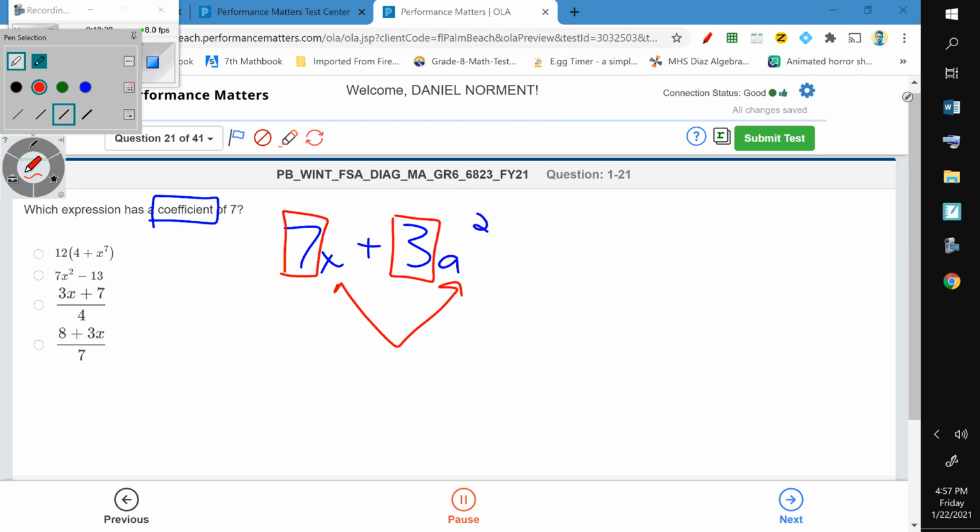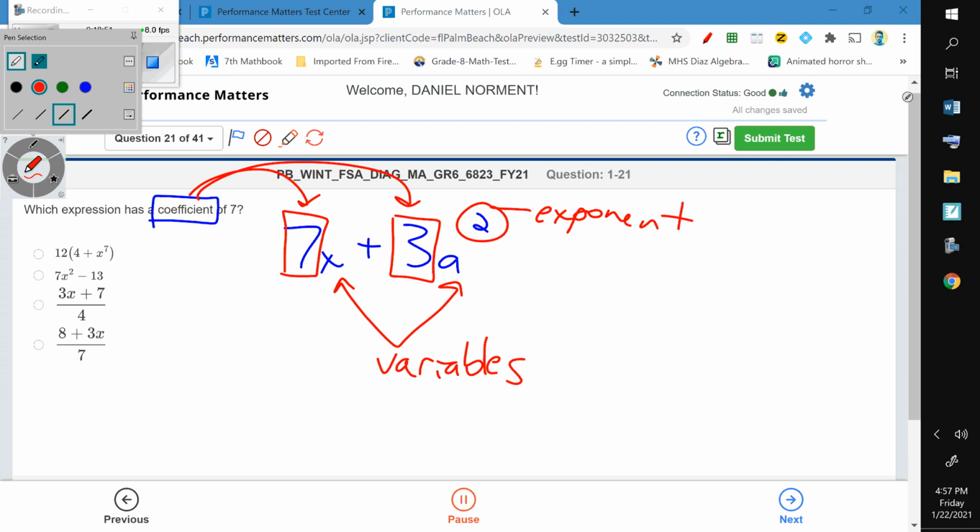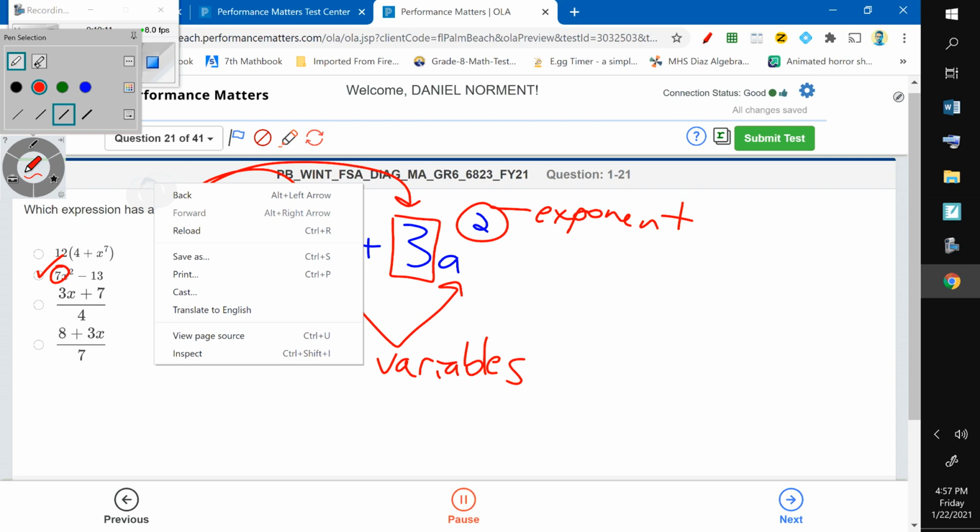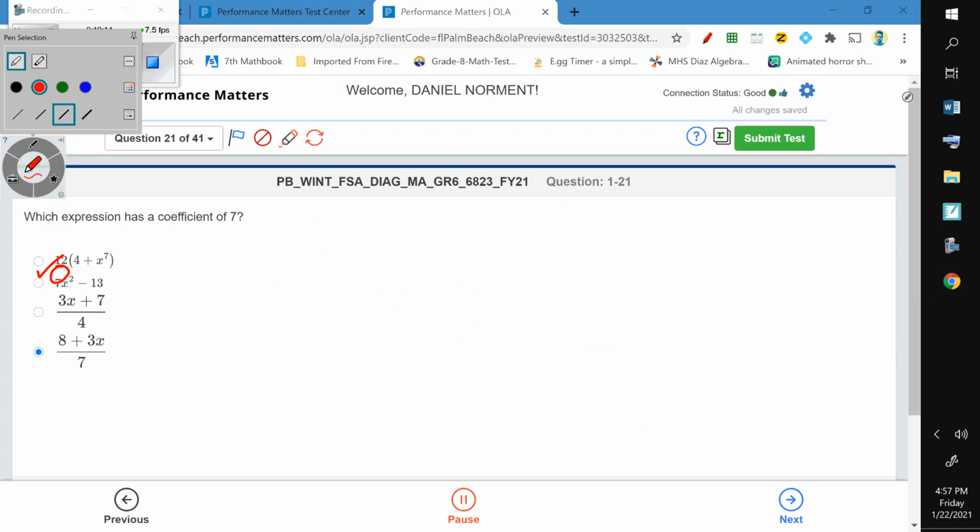These are variables. These are coefficients because they're next to the variable. And remember, this is the exponent. So in our question, that's an exponent, that's a coefficient, and that's called a constant. A number by itself is called a constant. Constant, constant, coefficient. But the only coefficient that's a 7 is that right there, which is why number 21 is B. I hope that's helpful. You do need to know your terms, okay?